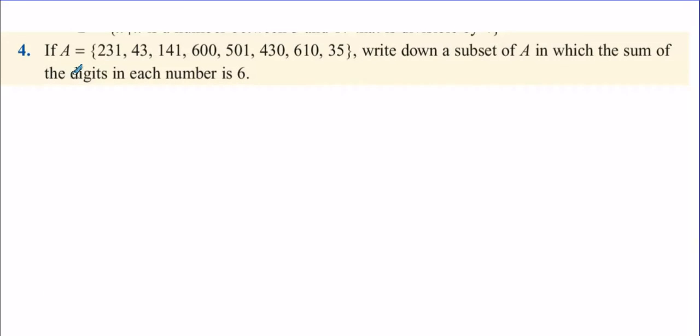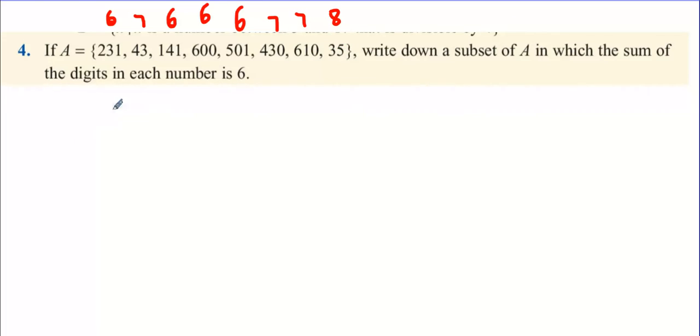Now, question 4. If A is 231, 43, 141, 600, 501, 430, 610, and 35, write down a subset of A in which the sum of the digits is 6. Okay, I get what we're doing here. 2 plus 3 plus 1 adds to 6. 43 adds to 7. 141, 1 plus 4 plus 1 adds to 6. 6 plus 0 plus 0 adds to 6. 5 plus 0 plus 1 adds to 6. 4 plus 3 plus 0 adds to 7. 6 plus 1 plus 0 adds to 7. And 3 plus 5 adds to 8.